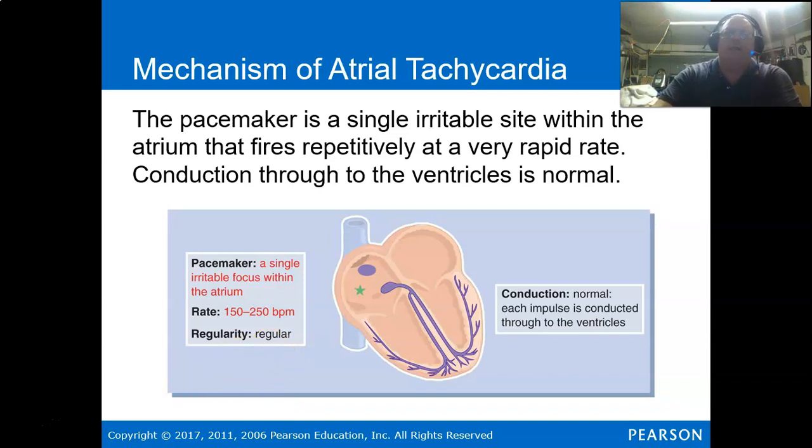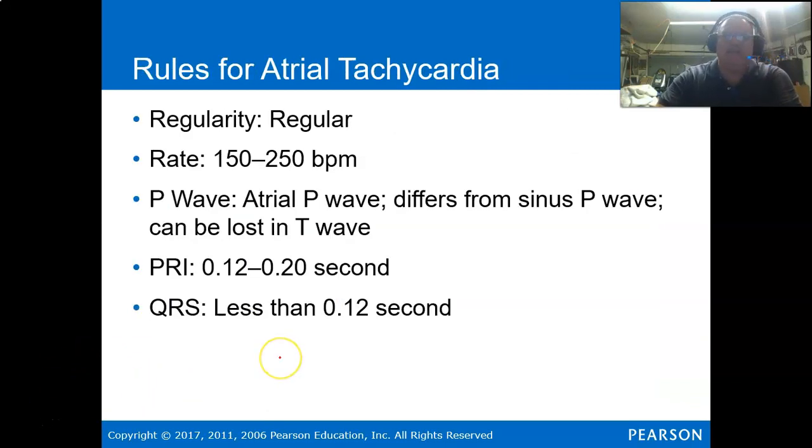All right. Now, the single irritable focus within the atrium. Again, I want to stress that one. Single irritable focus. So your P waves are going to be there. And again, the atrial P waves differ from the sinus P wave. The problem with atrial tachycardia is usually you don't see the P wave because it's lost in the preceding beat's T wave. The rhythm is so fast that you can't tell the difference.